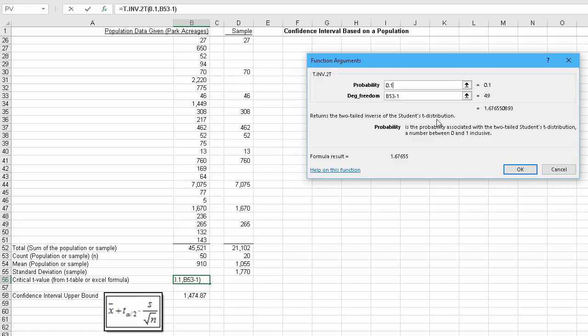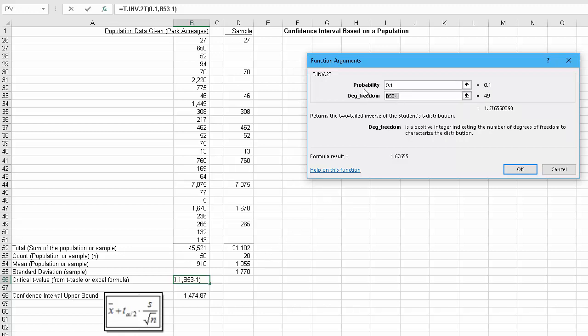For our purposes, all we really need to know is how to solve a confidence interval based on a population. If you're looking for the critical value, the formula is T.INV.2T. And then we would give it the probability. This is the probability of it not being in the normal distribution. Since our problem is asking for a 90% probability, we put 0.1, 1 minus what would fall under the normal distribution. And the degrees of freedom are given in cell B53.